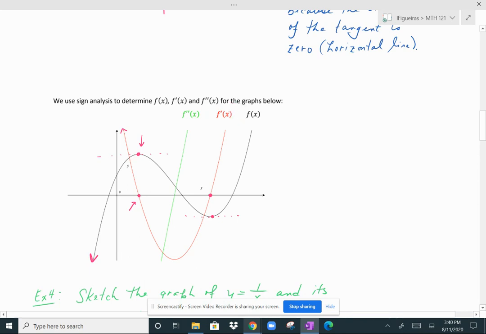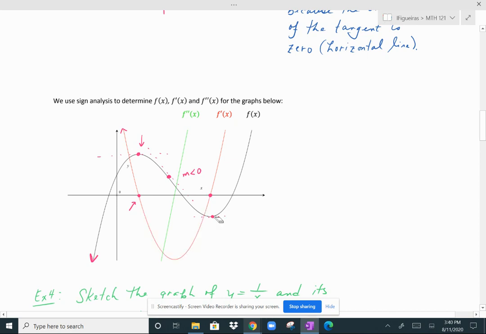Okay, so similarly here, if I'm on this piece of the graph, this piece right here, any point on that graph would have a tangent line that is going like this, which means my slope is negative. And notice that on that part, my f prime is also negative. It is below the x-axis, and therefore it has negative values. So that will be consistent throughout.